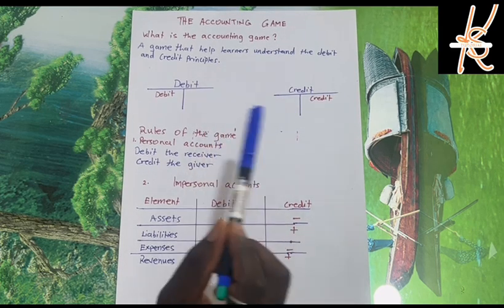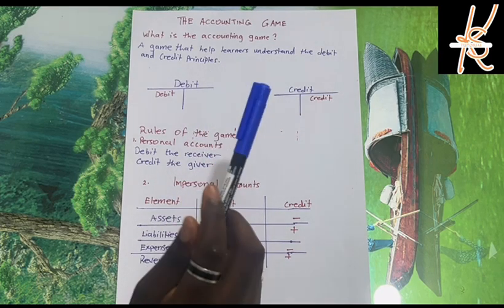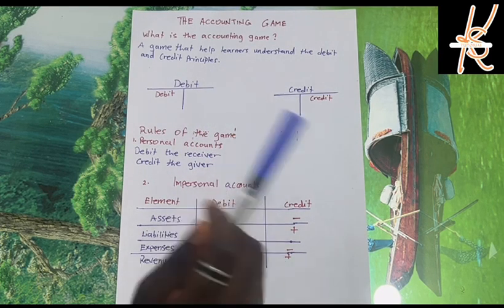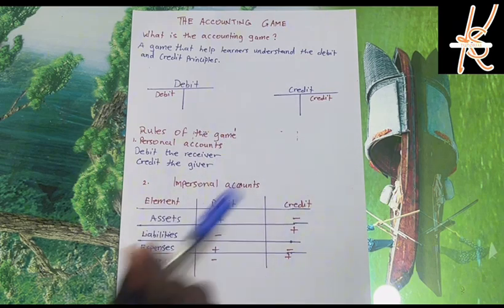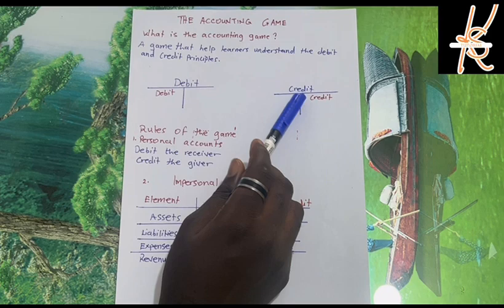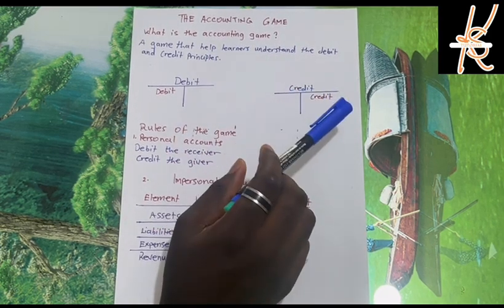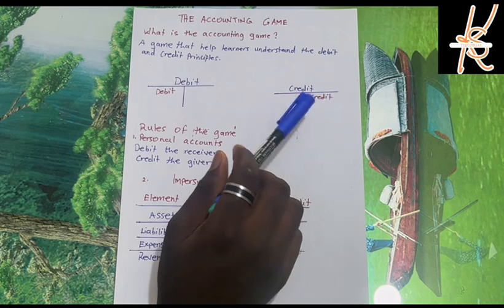Okay, so one thing that we are supposed to know is that every transaction has two accounts. Every transaction has two accounts, and always one account is debited and the other account is credited. Whatever the transaction is, one account is supposed to be debited and the other account is supposed to be credited. Do we get it?